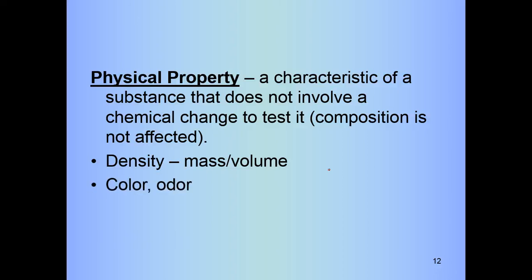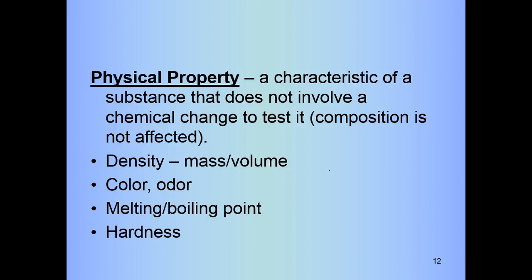Color or odor, again, if something has a certain characteristic smell or a certain characteristic color, then those would be considered physical properties. I can use it to help me pinpoint that, oh, this is a certain substance and this is not. Melting or boiling point: the temperature where the liquid to solid phase change happens, or the liquid to gas phase change. Those are physical properties. Hardness would be another example. So again, physical properties are characteristics that can be measured and tested without changing the chemical composition.